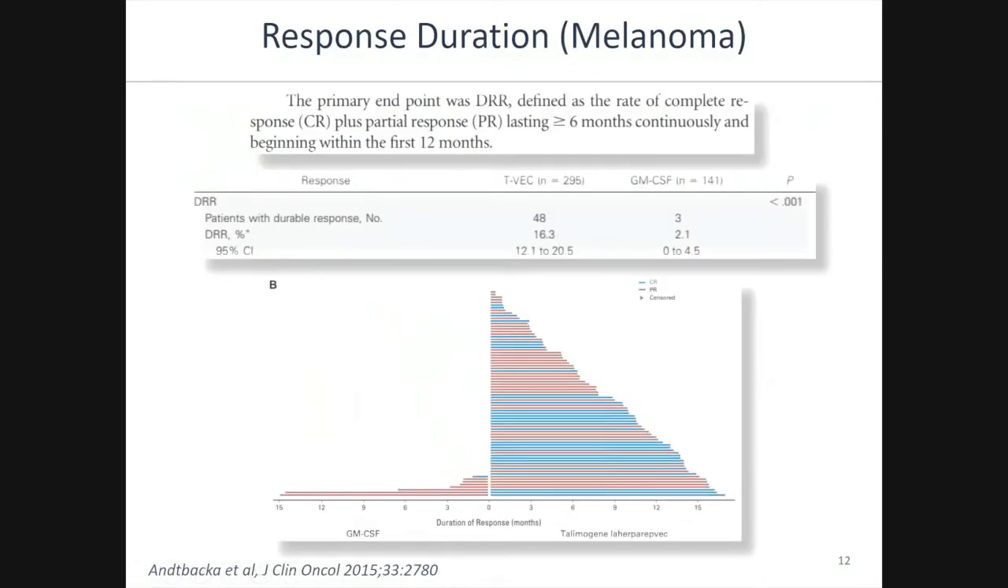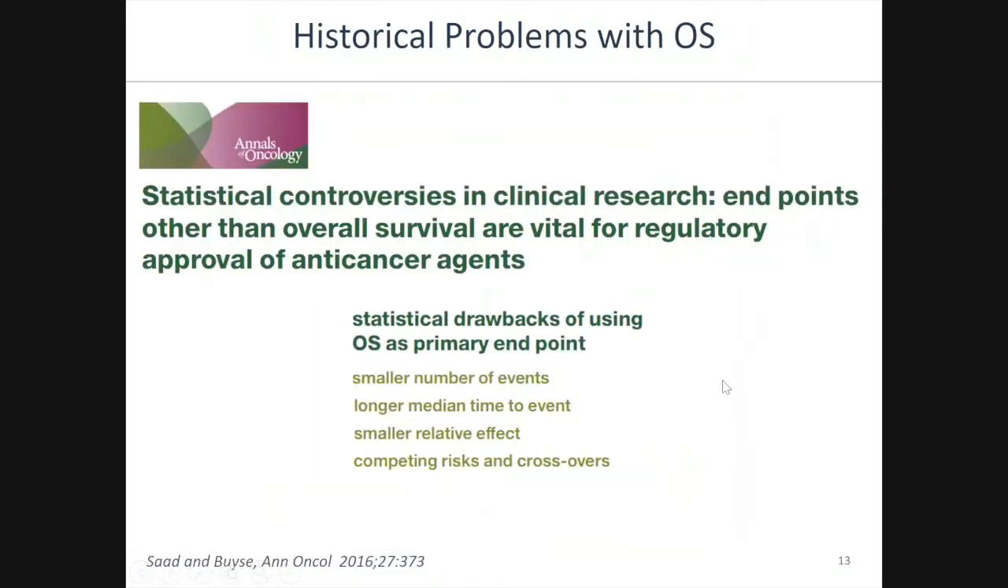Now, another similar way of looking at response duration, but not as a time to event endpoint, but rather as a categorical endpoint, is to think about the frequency of durable responses. And this has even been used for approval of this immunotherapy agent. And so here we're not looking at response duration as time to event, but rather the percentage of patients having response duration for at least 6 months. So this can be analyzed as a categorical endpoint, and in this case, it was even the primary endpoint that led to approval.